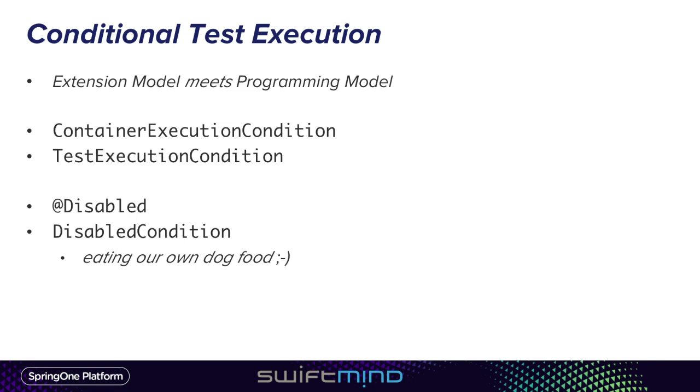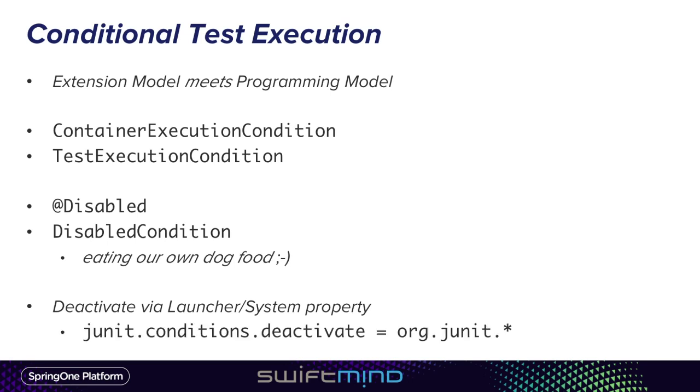So you can check the current time, the current server, time zone, connect to a database, all sorts of things like that. And if you don't want to run things that are disabled, one nice feature is you can deactivate via a launcher system property called junit.conditions.deactivate, and that's a pattern. It's documented in the reference manual how to do that. But for example, if you didn't want to use this disabled one, you could just say org.junit.* and it'd be turned off, or you could turn off your own.